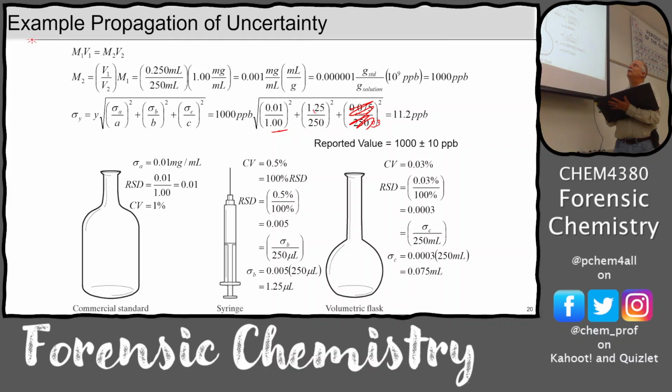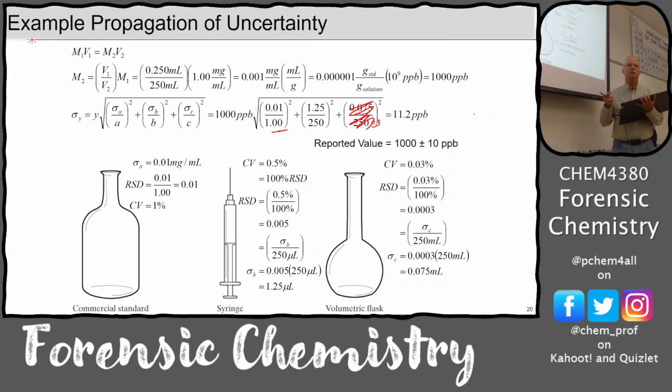This one right here is again 1 part in 250. This is 1 part in 100. And so this is going to give us a 1% error. And then the end result, 11.2, that's really close to 1%, right? And so this would be our reported value for our stock solution. So, any questions on that example?